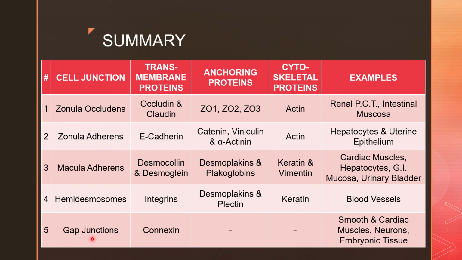Last but not least, the gap junctions, the most important one. Only transmembrane proteins are present, and these are the connexins. 6 connexins make one connexon and 2 connexons make one gap junction. And they are present in smooth and cardiac muscles for synchronous contraction, in neurons and in the embryo.